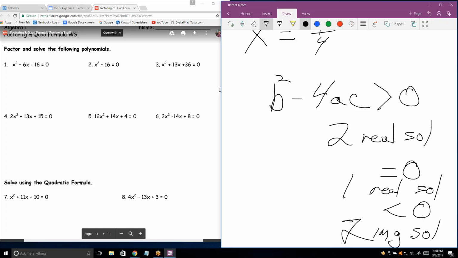Have they taught you imaginary numbers yet? No. Okay, well, they're probably not going to give you very many quadratics that result in two imaginary solutions then, because they haven't taught you imaginary numbers. So you really can't do much with imaginary solutions.